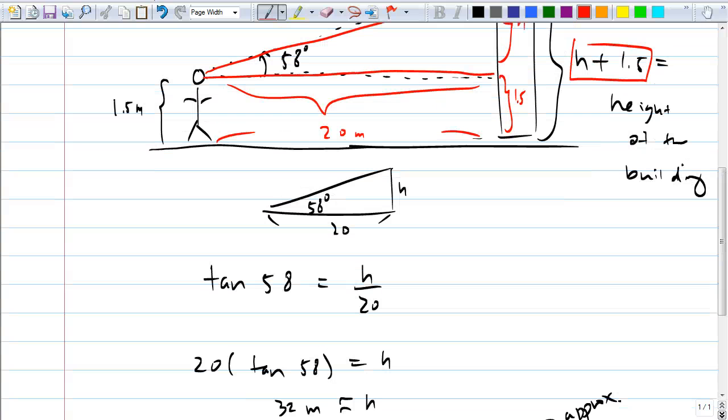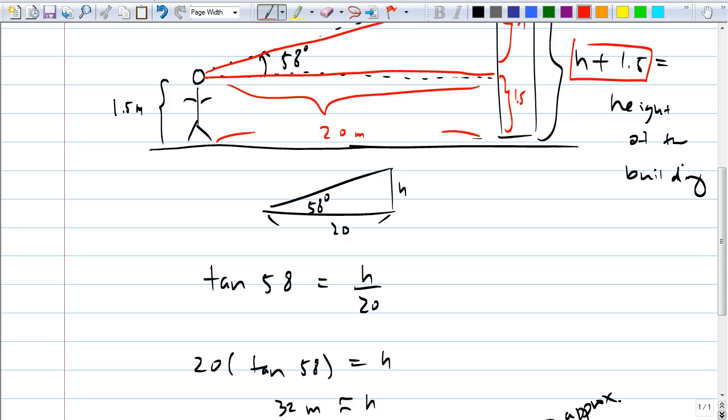By the way, some of your calculators have degrees and radians. You need to be in degrees, because we're looking at 58 degrees. Radian is another unit for angle measures. You don't want to be in radians. You have to be in degrees. But if you look at the table, you have no problem.